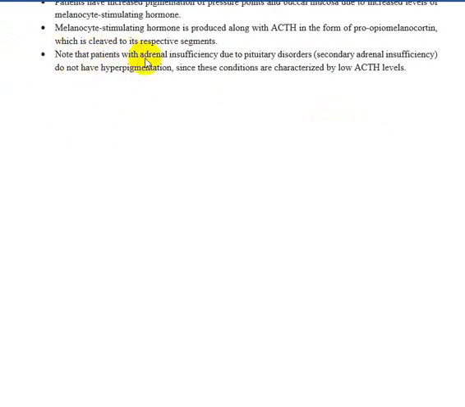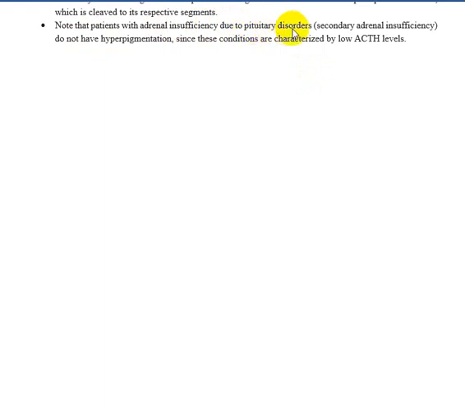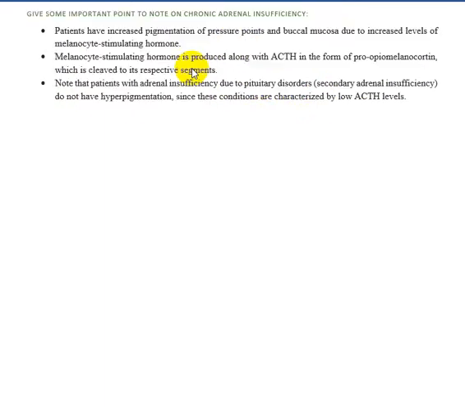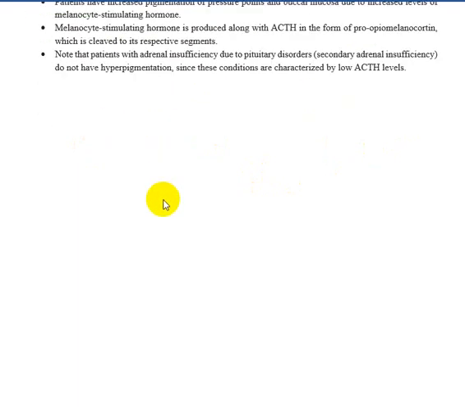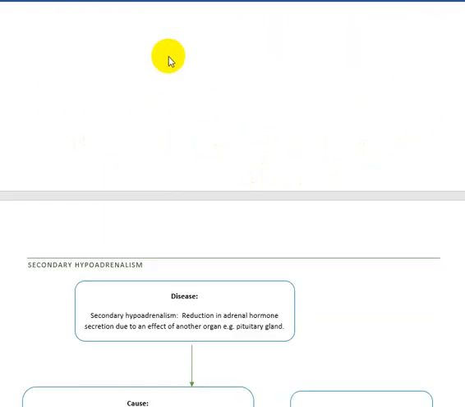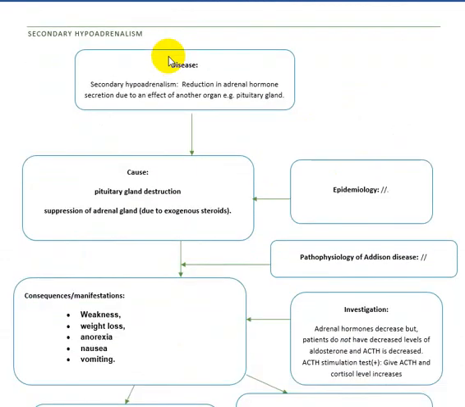Note that a patient with adrenal insufficiency due to pituitary disorder does not have hyperpigmentation. If you have instead a low level of ACTH, resulting in a low level of adrenal hormone secretion, you will not have hyperpigmentation. So when a patient has hypoadrenalism due to a reduced level of ACTH, there is no associated hyperpigmentation. So hyperpigmentation is a guide to differentiate between ACTH dependent hypoadrenalism and ACTH independent hypoadrenalism.